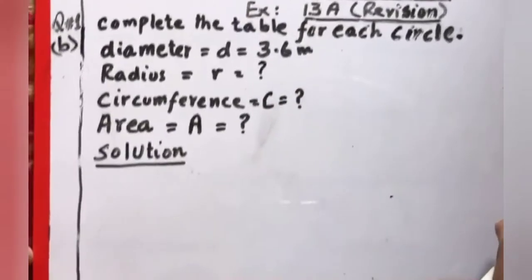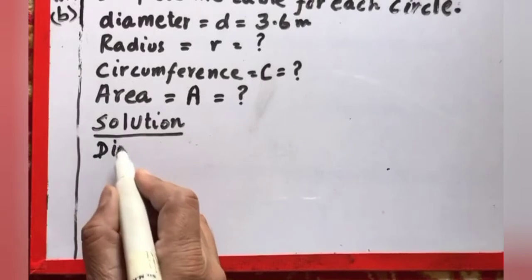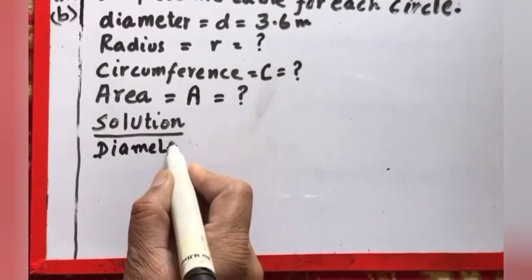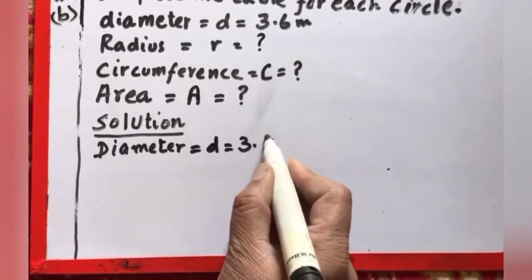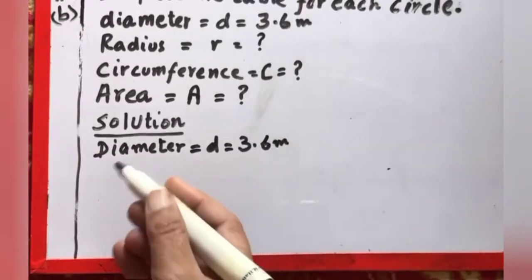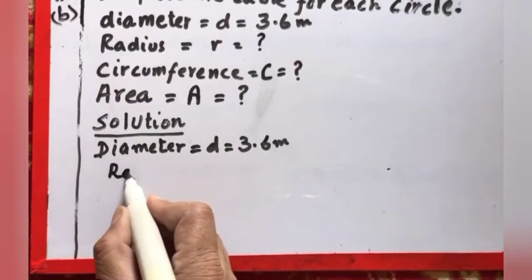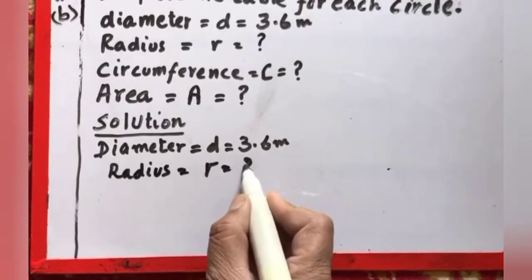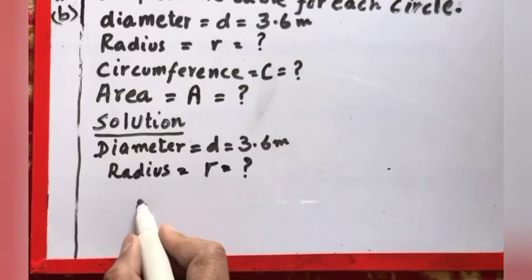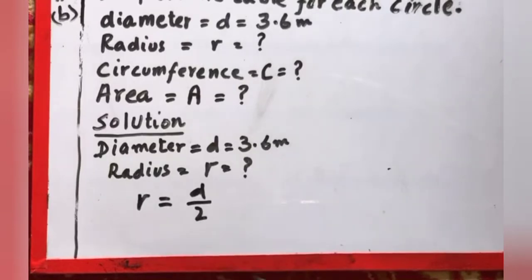So in the solution, the diameter is given, which we represent by D, which is 3.6 meter. From this we can easily find the radius of a circle. We have to find the radius, which we have represented by R. As we know that the radius is equal to half of the diameter, D by 2. So it is the formula to find the radius of a circle.